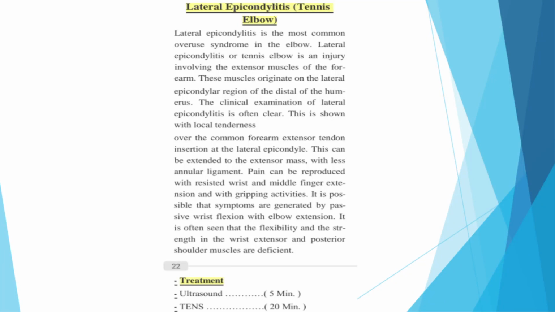In this lecture, we will discuss the upper limb pathology, that is lateral epicondylitis, also known as tennis elbow. In lateral epicondylitis, there is inflammation of the extensor muscles. It is the most common overuse syndrome in the elbow.